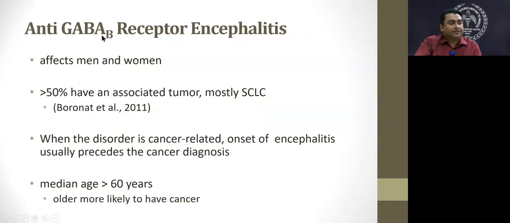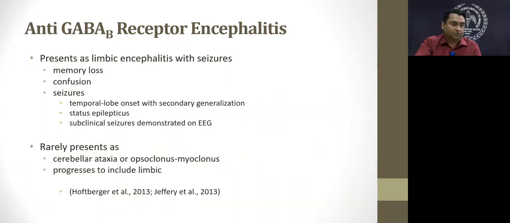Going on to the next one, that's GABA B receptor encephalitis. It affects both men and women almost equally. More than 50% are found to have an associated tumor, usually small cell lung cancer. When the disorder is cancer-related, onset of encephalitis usually precedes the cancer diagnosis by a few months. The median age is middle-aged to elderly, and the older set tend to have an association with a tumor here. The presentation is typically limbic encephalitis with seizures.